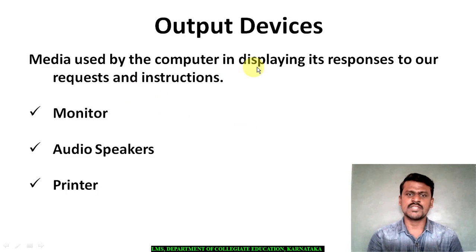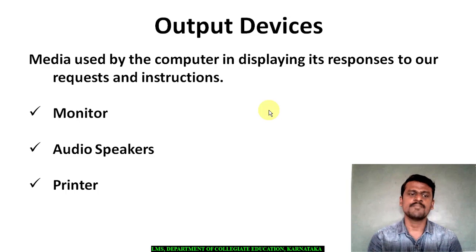That is, the media used by the computer in displaying its response. A response is nothing but your result or output to our requests or instructions. That is, the user may request something, or instruct the computer to show something on the screen or print something on the printer. So mainly we will divide the output devices into monitors, audio speakers, as well as printers. These are the types of output devices which we are going to learn in this session.